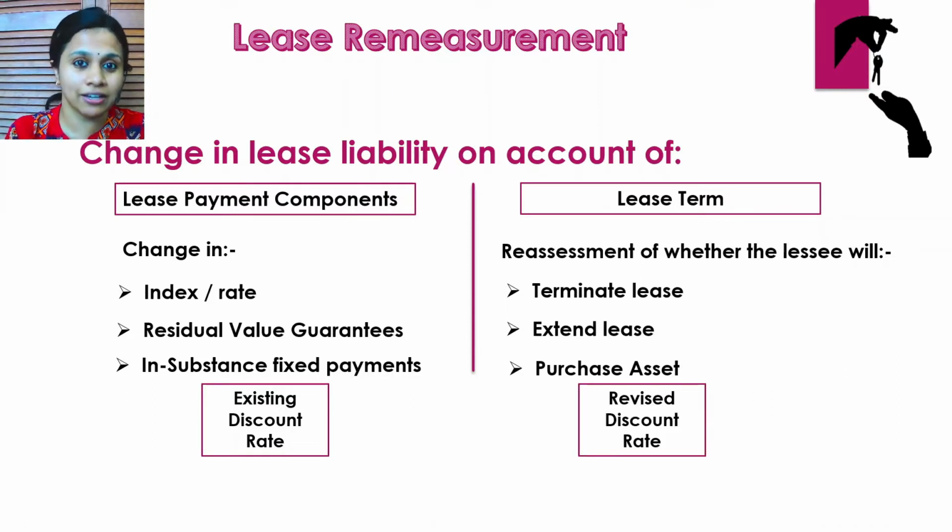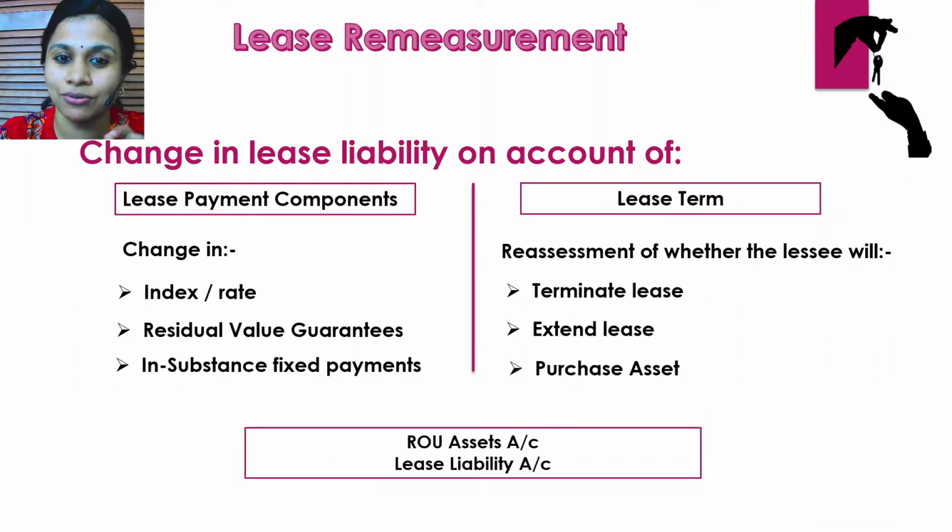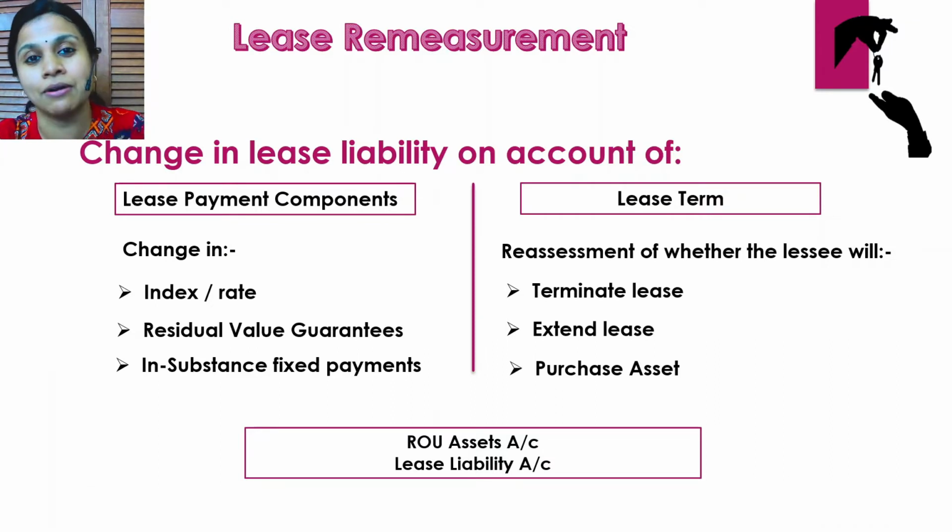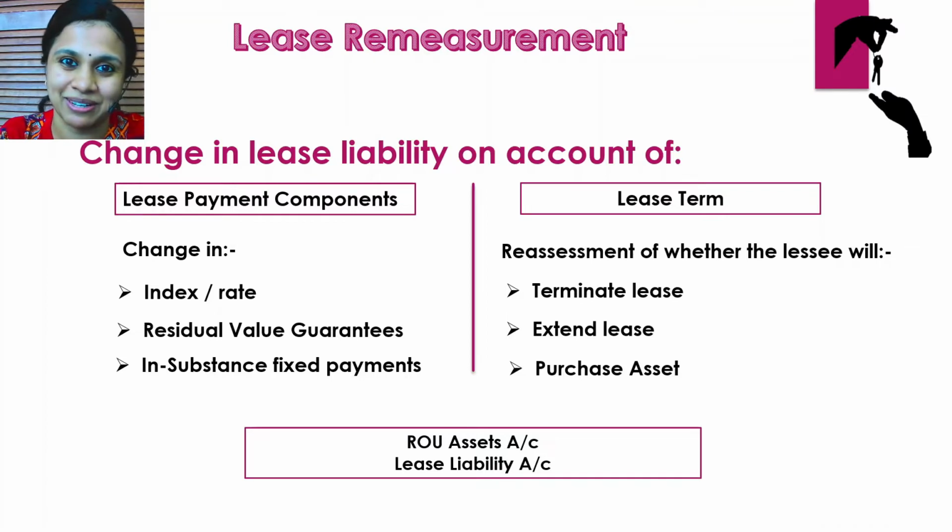Finally, the accounting entry that is passed. As you can see, it is a change in the lease liability. So one of the accounts that changes is the lease liability account. The second adjustment is to be made to the ROU assets account. If there is no balance in the ROU assets account, the amount is to be taken to the profit and loss account. Alright, so let's go into actually solving the example.